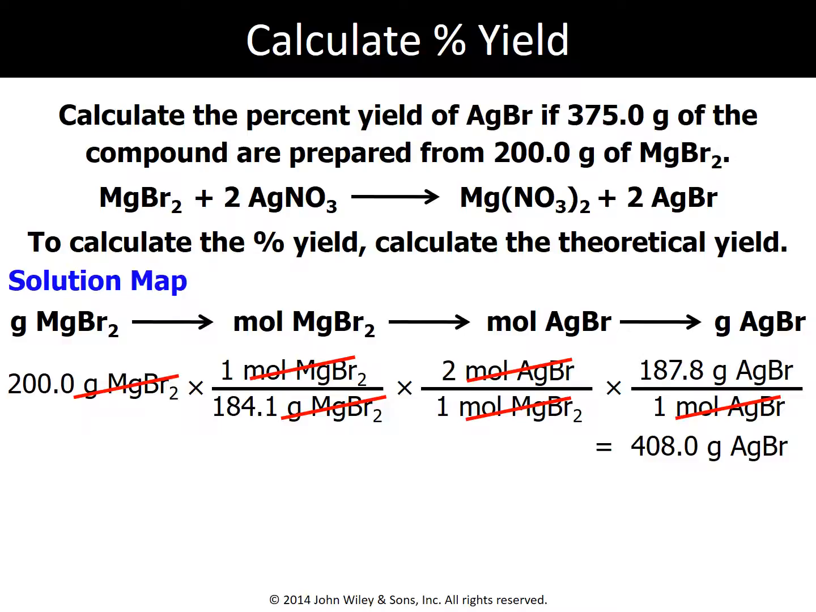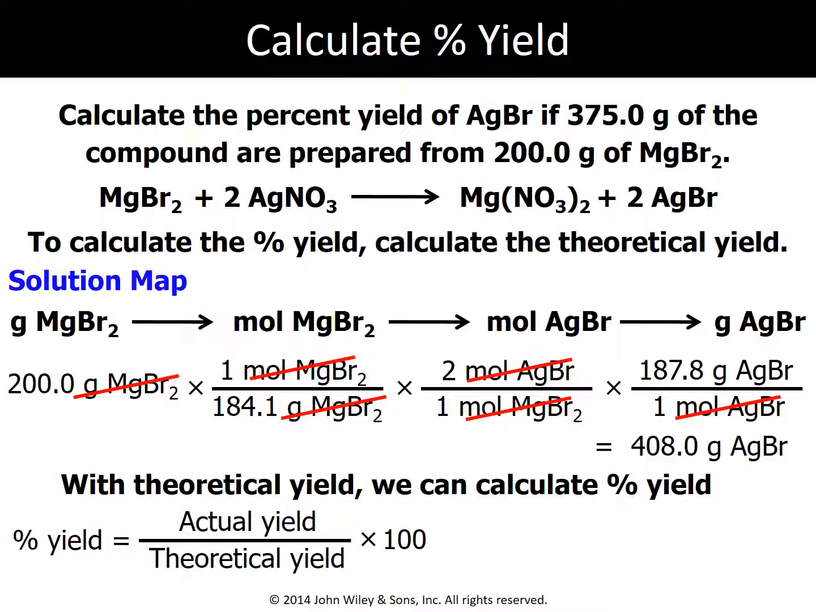You can see here this looks very similar to our mass-to-mass problems. The last step would be taking our actual yield, 375 given from the problem, dividing by 408, multiplying by 100, and so our percent yield for this reaction is 91.91%. The only thing is we're adding one step at the end where we're dividing what's given by the number calculated.